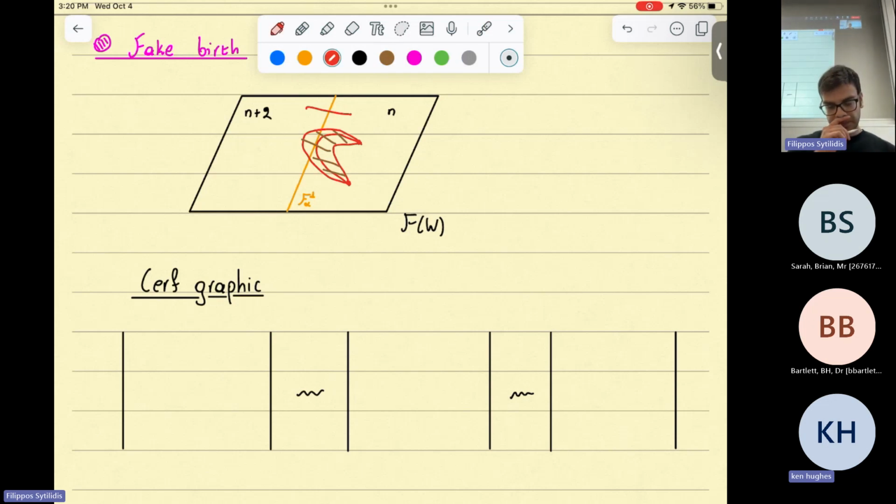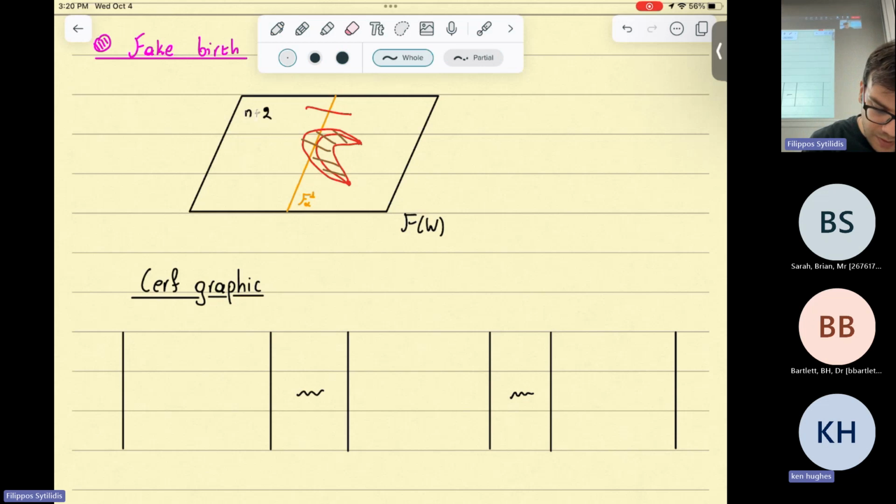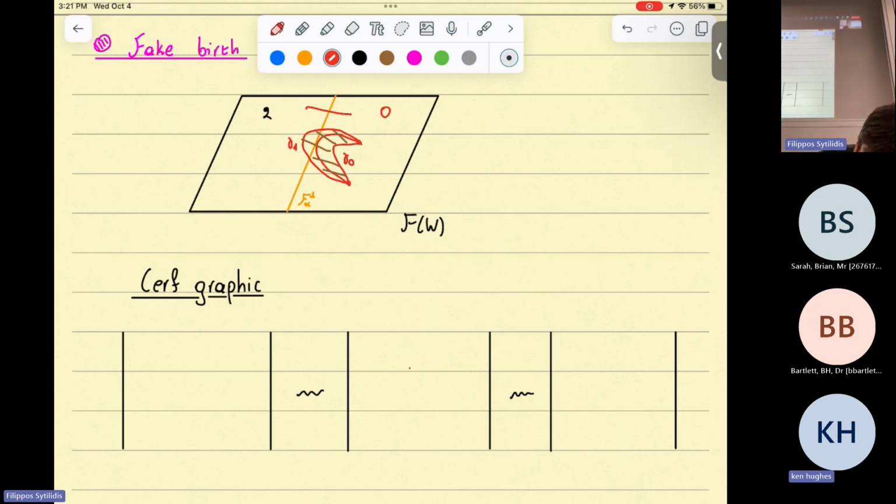So here I said this is a fake birth. Let me make the easiest case, where this is 0 and 2. On the left-hand side, I have gamma 0 and this is gamma 1. My Cerf graphic for that would be empty. My Cerf graphic for the other would be something of this sort. I would have a birth here, and then I would have a death.